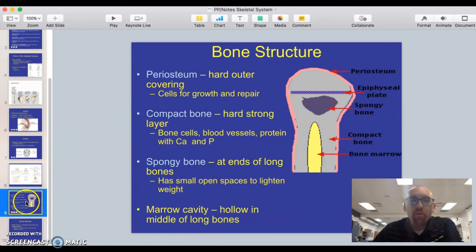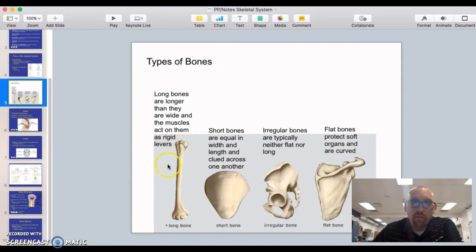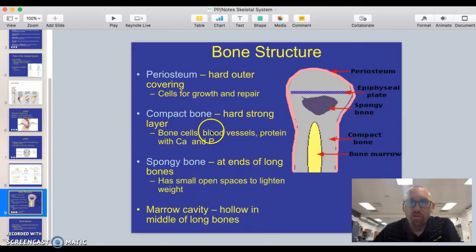So if you look at a long bone, like this one, because this is the one most people, for this class at least, we're going to just look at the overall structure. The bone structure of a long bone is actually pretty interesting. The way the bone works is you have a periosteum. The periosteum is this pink part, the hard outer covering. It's for growth and repair.